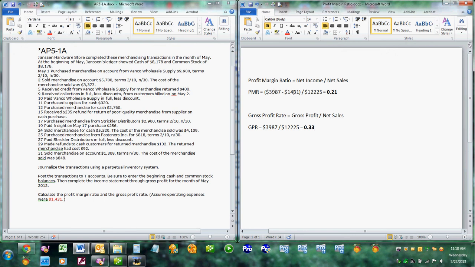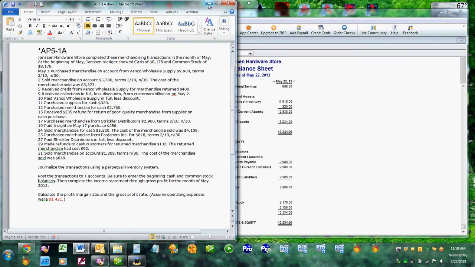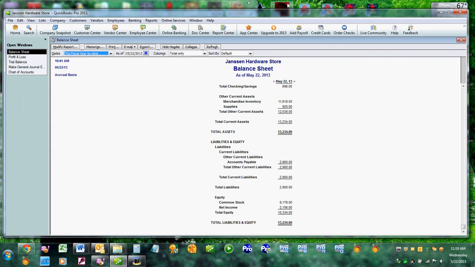That would be done: the profit margin ratio equals net income divided by net sales. That would be the gross profit minus the expenses divided by the net sales, gives us a profit margin ratio of 0.21. Gross profit rate is the gross profit divided by the net sales. The gross profit, as was shown up here, was $39.87 divided by net sales gives us a gross profit rate of 0.33.